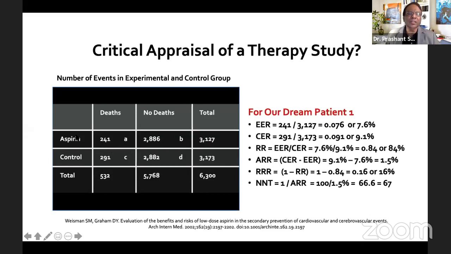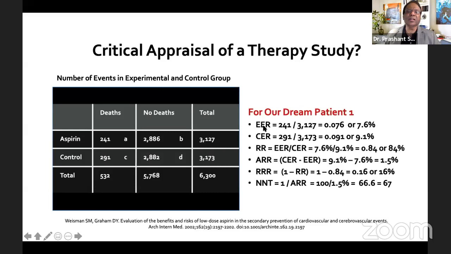So in the aspirin group, there were more than 3,000 patients. Out of those, there were 241 deaths because of all-cause mortality, which included myocardial infarction as well as heart failure. Whereas in the control group, there were again more than 3,000 patients, and there were about 291 deaths because of MI and heart failure. So let's calculate these numbers.